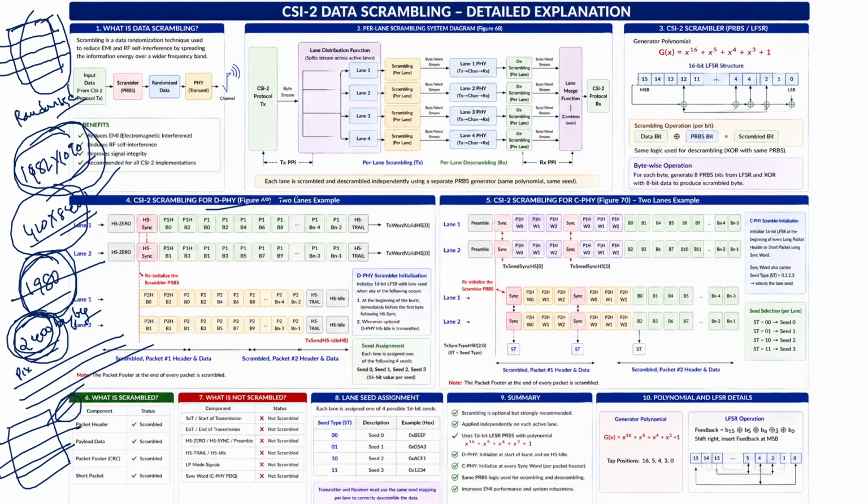So here D5 scrambling is there and C5 scrambling is there. In the D5 scrambling, the leftmost diagram is the D5 scrambling. So there is a zero state, a high speed zero state, and then a high speed tail. That zero state means the starting of the transmission and then the ending of the transmission. Okay, so it is also syncing, the high speed sync is there.